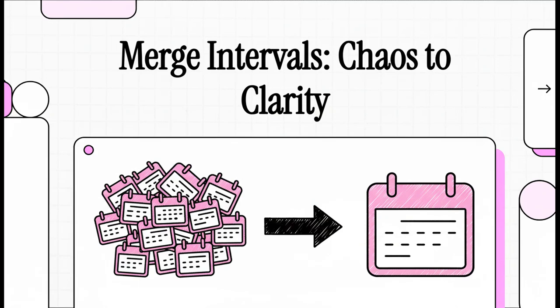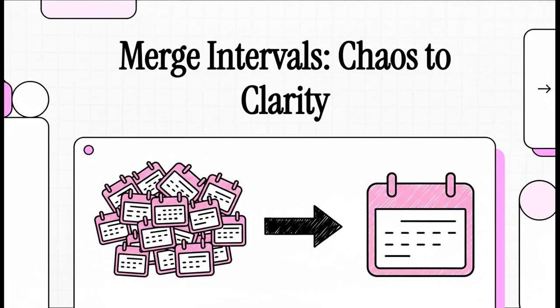You know that feeling when you look at your calendar and it's just a total disaster? Packed with overlapping meetings, jumbled appointments? What if you could take all that chaos and, in seconds, just snap it into a clean, simple schedule? Well, that's the magic of the merge intervals pattern. And trust me, this idea is fundamental.